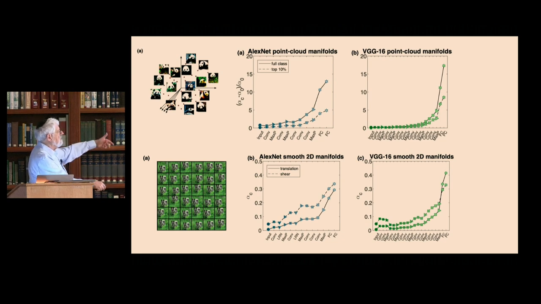Here is for the smooth affine manifolds. Now each manifold is an infinite number of points, and the capacity of the input layer in this case is really zero, or very close to zero, and then it takes off gradually for AlexNet, but for deeper networks, most of the improvement is in the last part of it. Again, I'm showing two curves, top 10 or full class or translation, it doesn't matter, but the trend is the same.